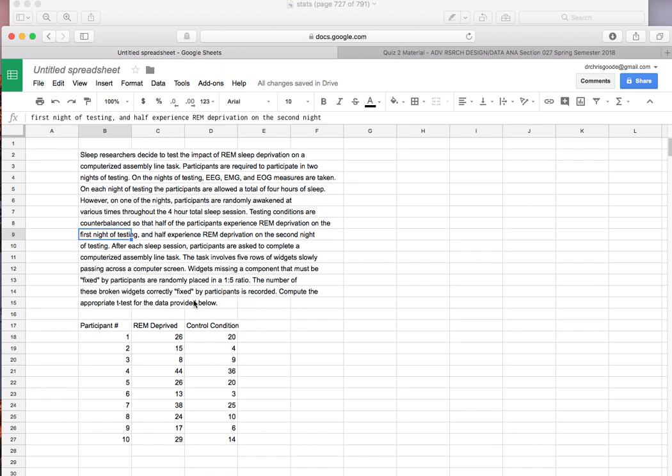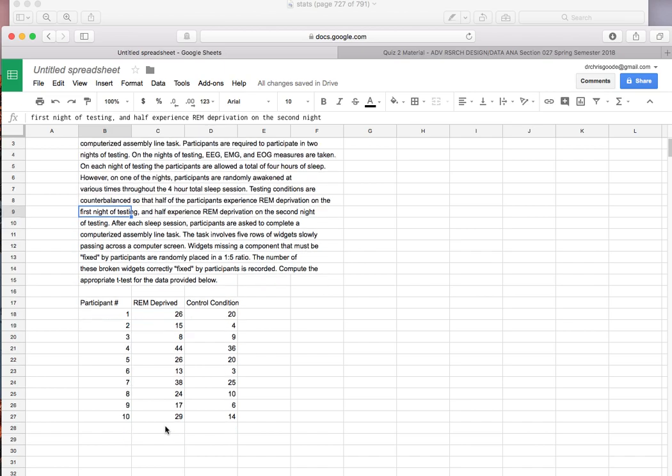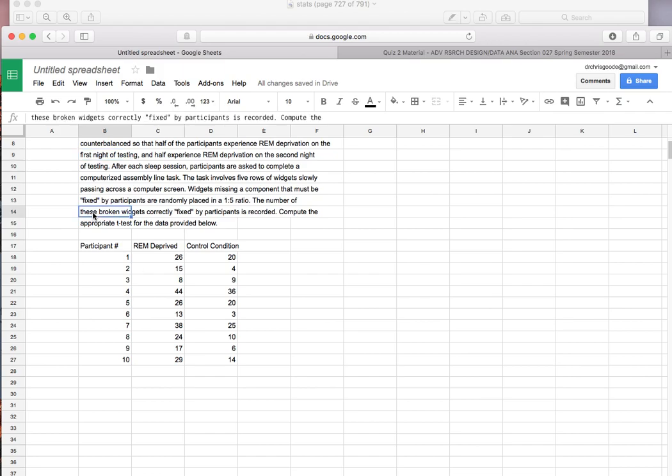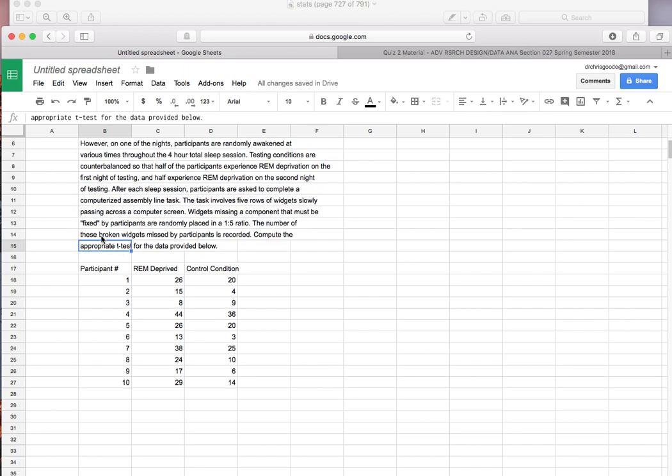So compute the appropriate t-test for the data provided below. Oh, no, it's not broken widgets correctly fixed. It's broken widgets missed by participants. I copied this wrong. Broken widgets missed by participants. Compute the appropriate t-test for the data provided below.